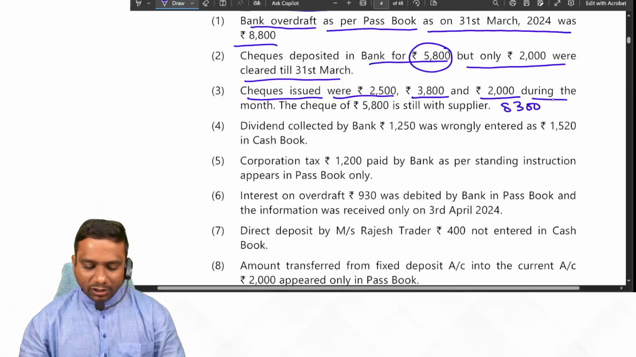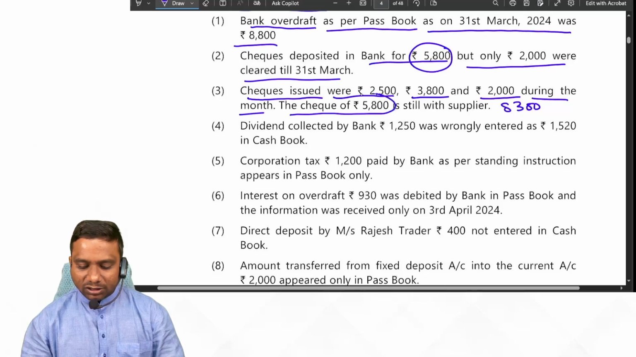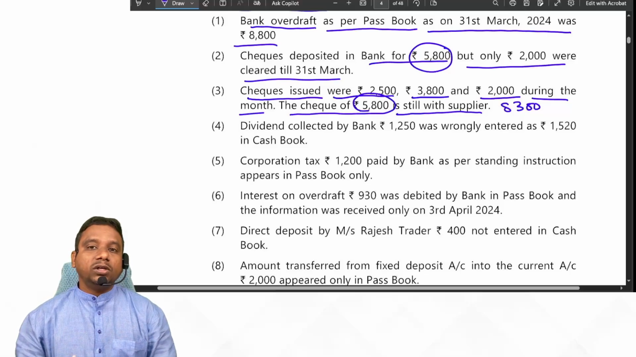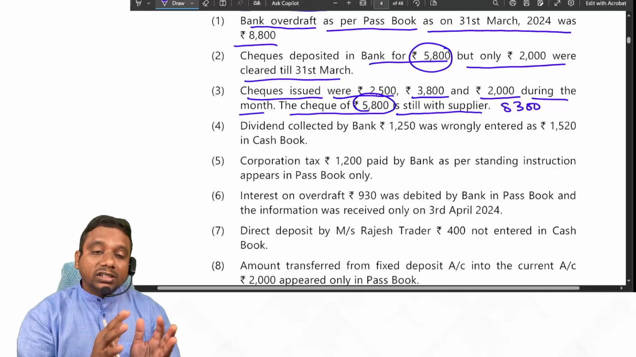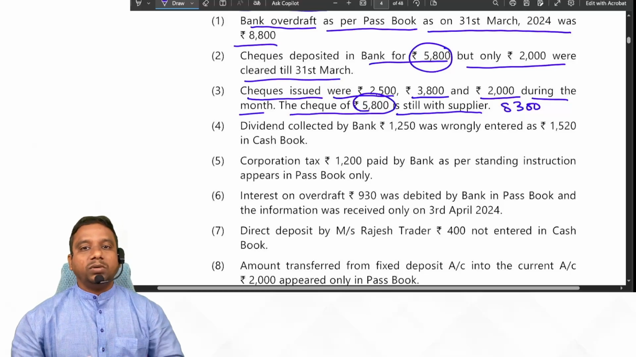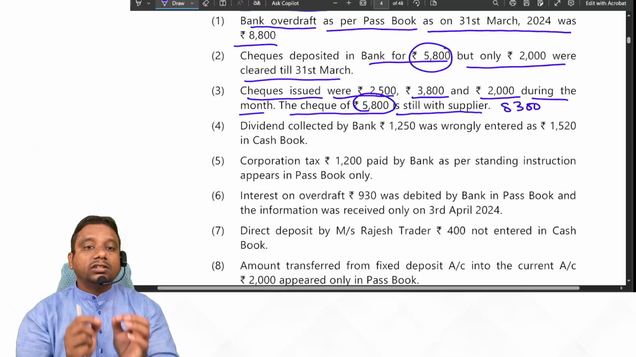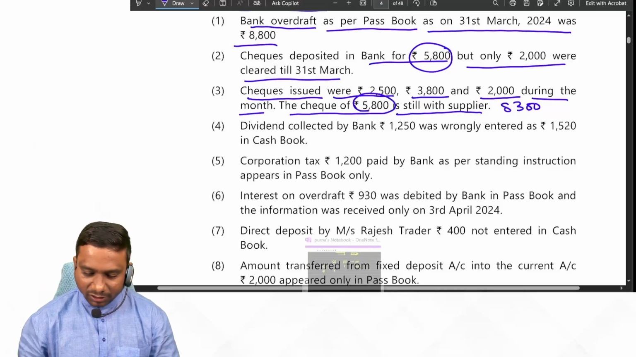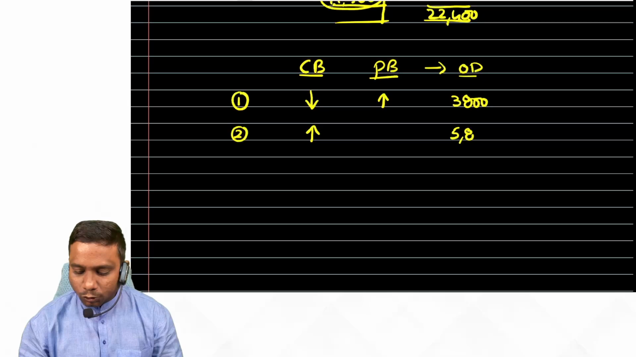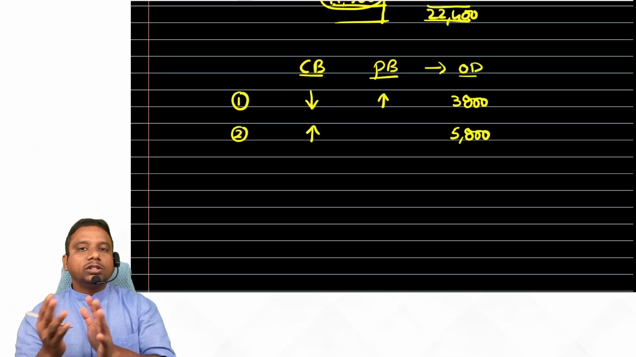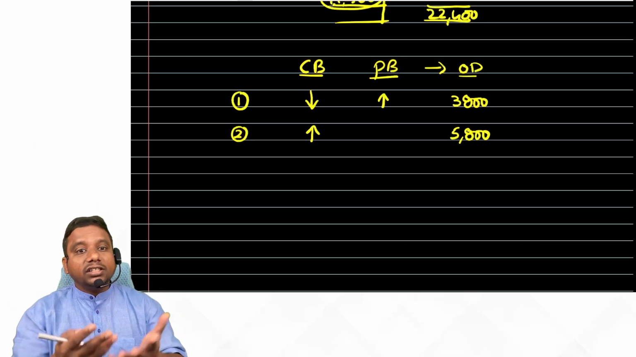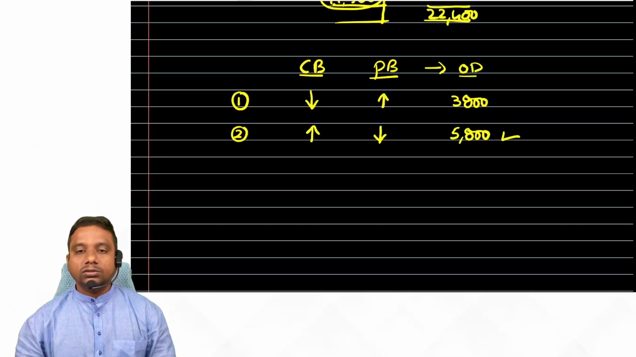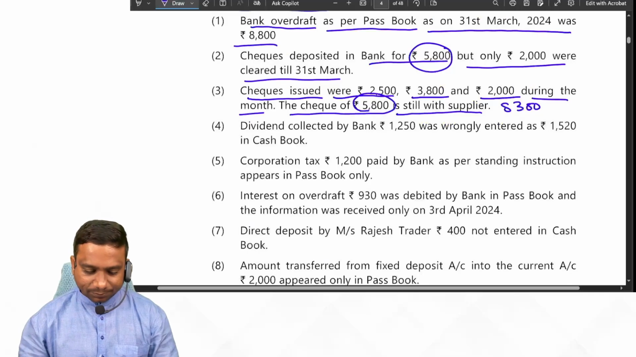Look at, during the month the checks of 5,800 are still with the supplier. Means total we have issued 8,300, but out of them only 5,800 checks are still with the supplier. That means only 2,500 worth checks are cleared. So what is the difference here? We have 5,800 rupees difference. So when you compare cash book balance with passbook, cash book overdraft increases, whereas passbook overdraft by how much? 5,800 only. Okay, next one.